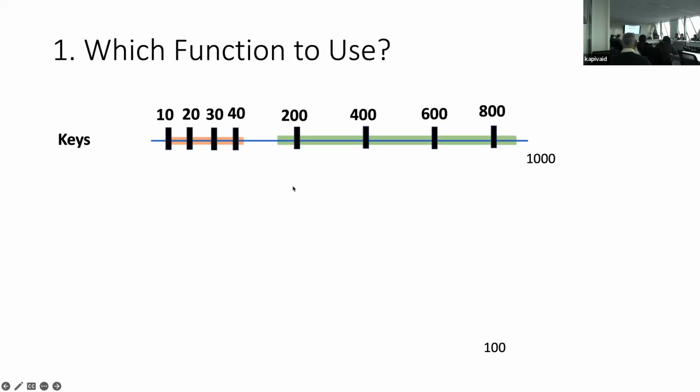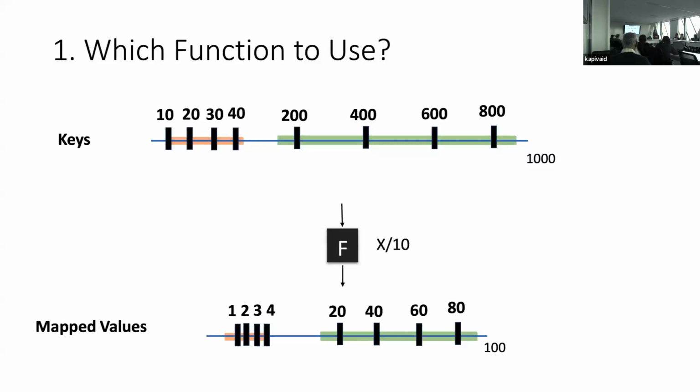Now, if we use a simple mapping function, divide by 10, to map this set of keys to the new domain, what would happen is the keys in the orange domain will get mapped to consecutive values, and the keys in the green domain will have some space between them. Now, any query from the green domain will be answered decently well. So let's say there's a query, is the key equal to 235 in the set? We'll check if 23 is there in the set and we'll answer no since it's not there.